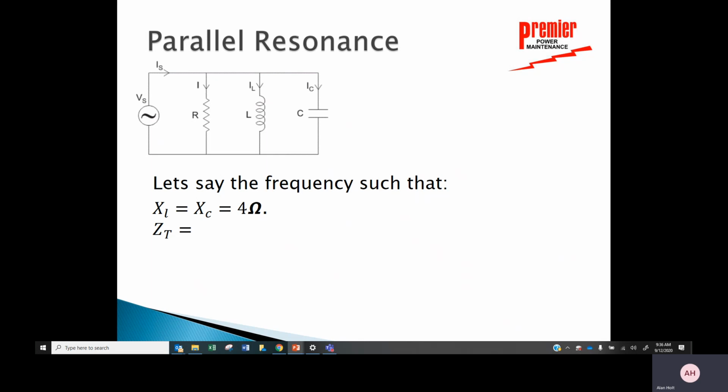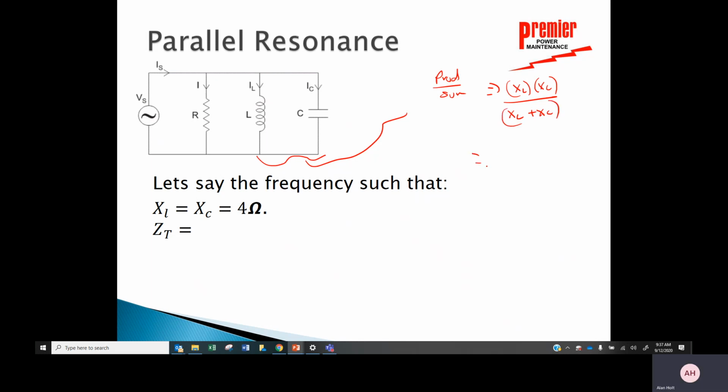Now, parallel resonance. Let's just say that X sub C equals X sub L, 4 ohms again. Well, I have to go back and understand that if I look at just that parallel portion of the circuit, that's the product over the sum. So that would be X sub L times X sub C divided by X sub L plus X sub C.